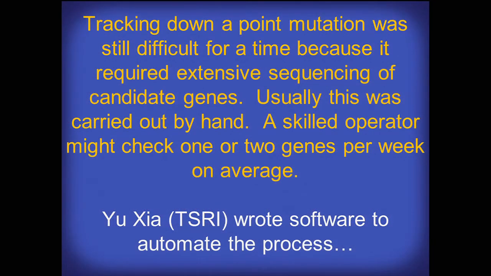It was still difficult to track down a point mutation in a critical region several megabases long, because typically there were 8 genes and perhaps as many as 60 or 70 exons per megabase, and a single operator might check only 1 or 2 genes per week. In my lab, U Shah wrote a program specifically designed to automate this process.